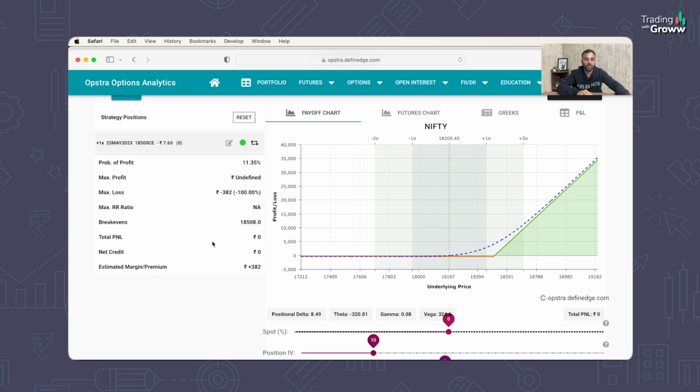So from 7 rupees, it can additionally move to 8 rupees. So in absolute terms, this change in option premium with respect to OTM is very, very minimal. In percentage terms, it could definitely be higher, but in absolute terms, it would be very minimal.